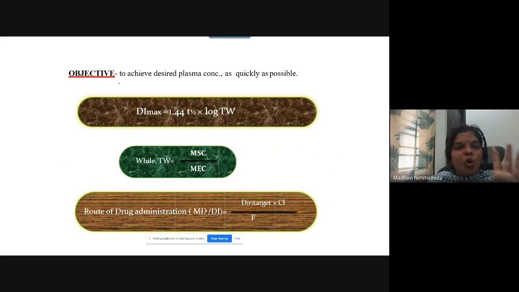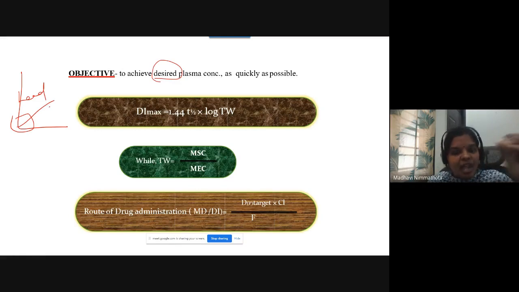And what is the objective of the loading dose? To achieve the desired plasma concentration as quickly as possible. So here we are saying that this is the loading dose, the beginning dose. It is useful to calculate the plasma drug concentration at the desired level. That means it is sufficient, it is enough to produce its pharmacological action.